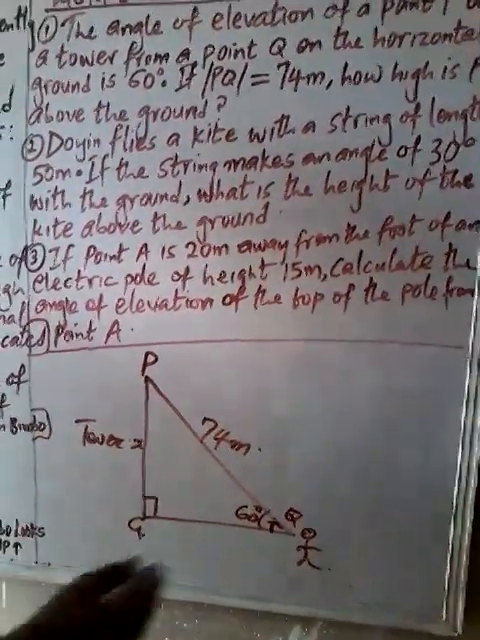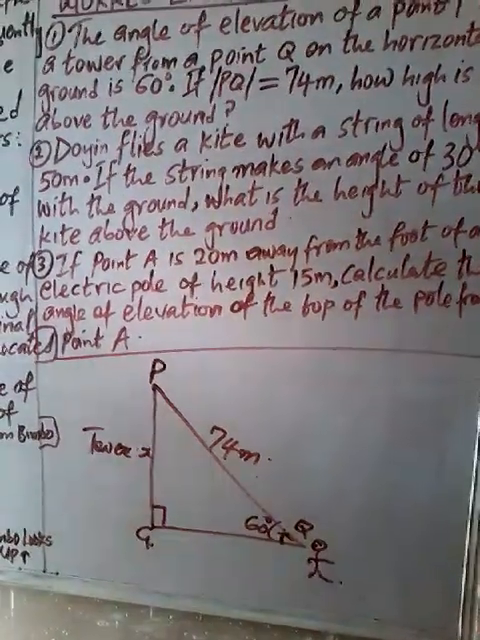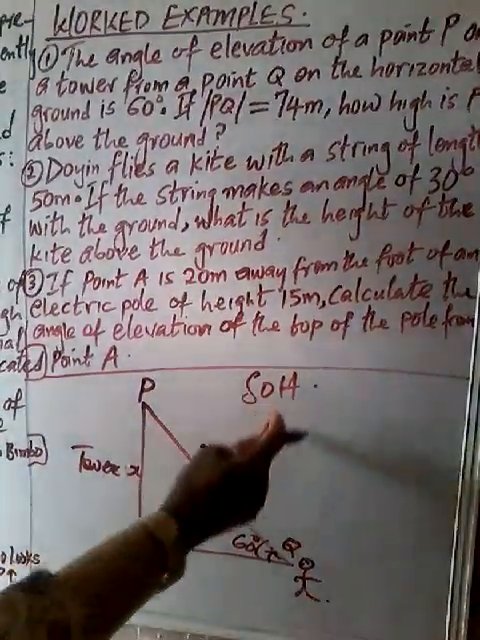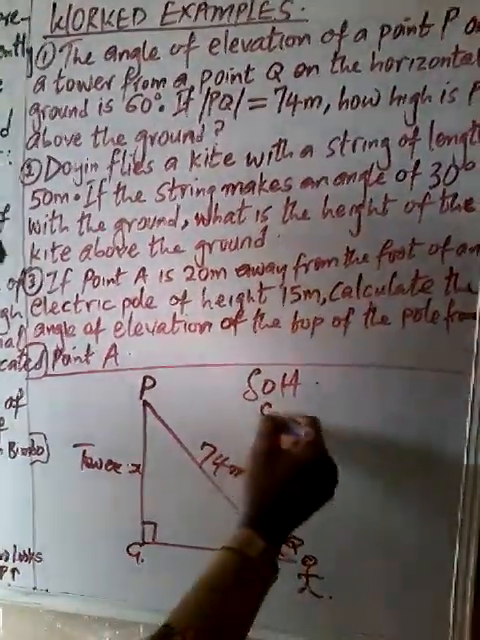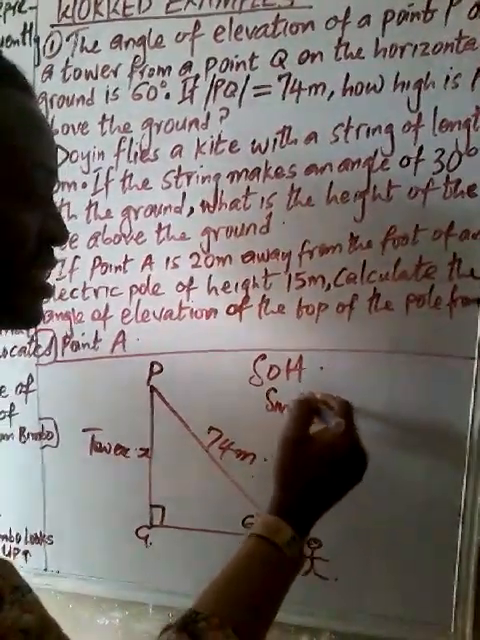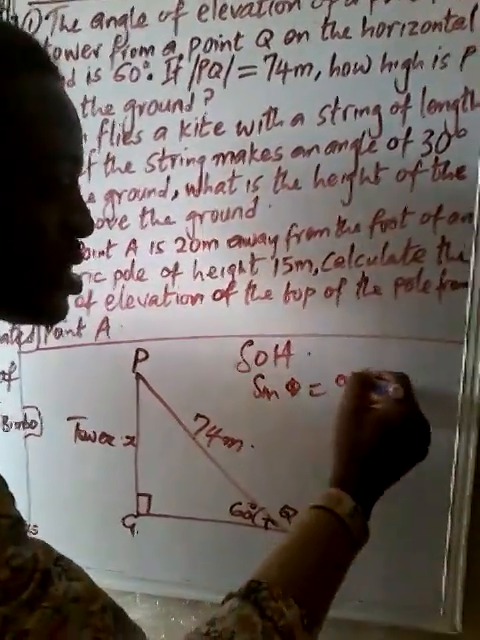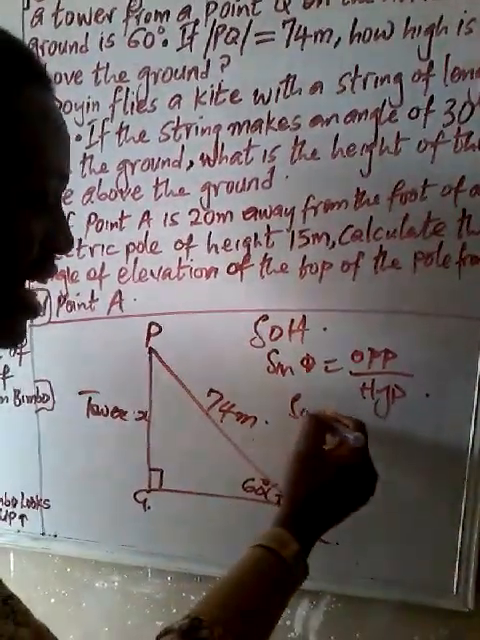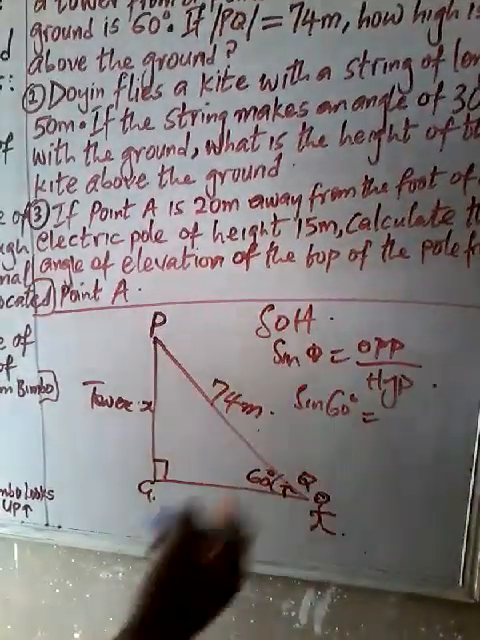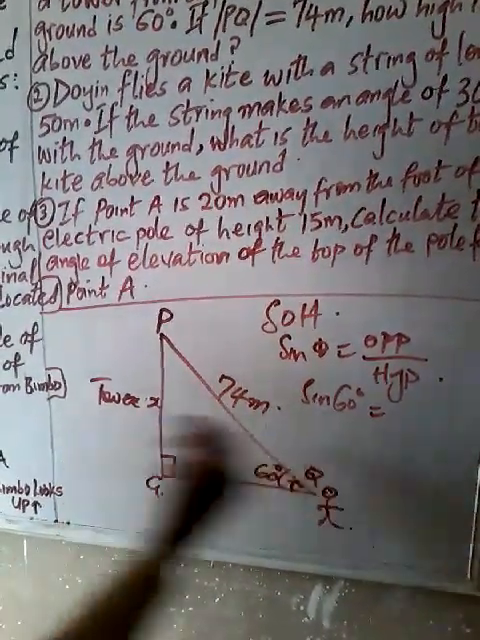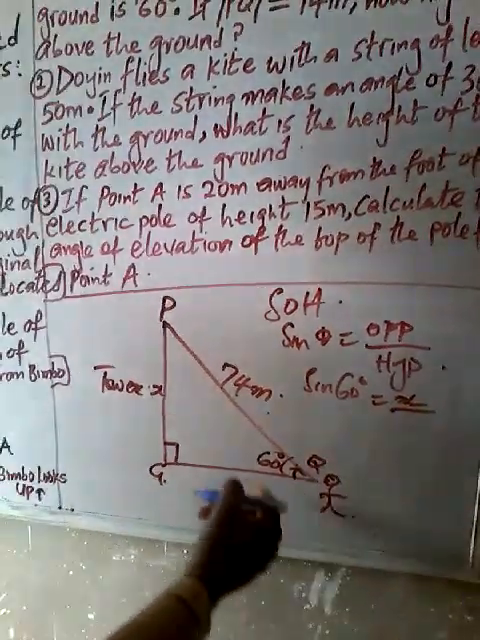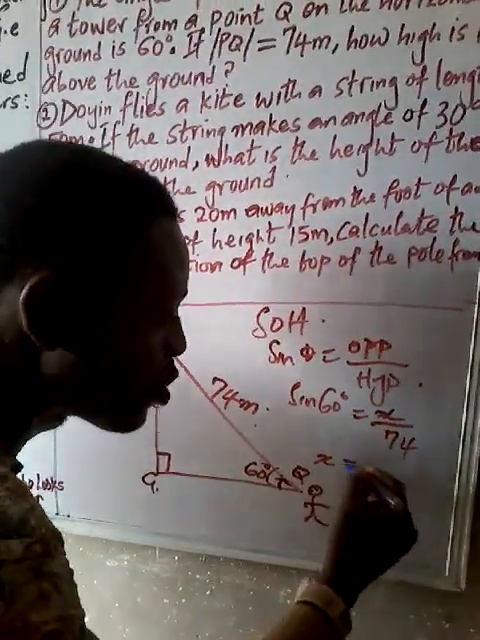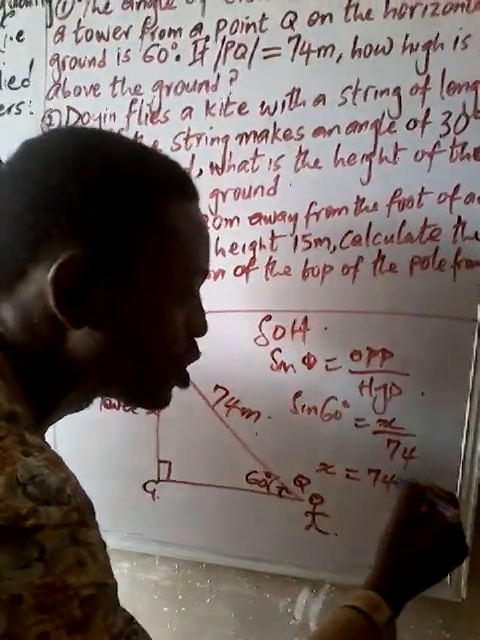So pick the ratio that has opposite and hypotenuse together, and that is sine, which is equal to opposite over hypotenuse. So you say sine theta is equal to opposite over hypotenuse, and your theta here is 60 degrees. Sine 60 degrees is equal to, what is the opposite? X, the side that is facing it, all over the hypotenuse, 74. What do you have here? Your X, if you cross multiply, will be equal to 74 multiplied by sine 60.